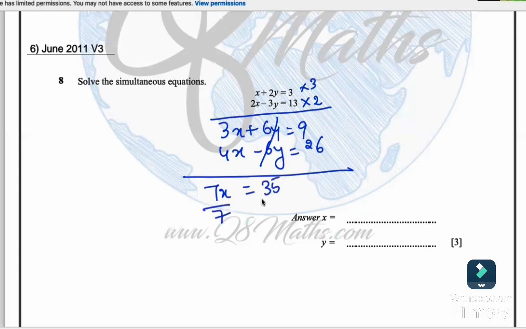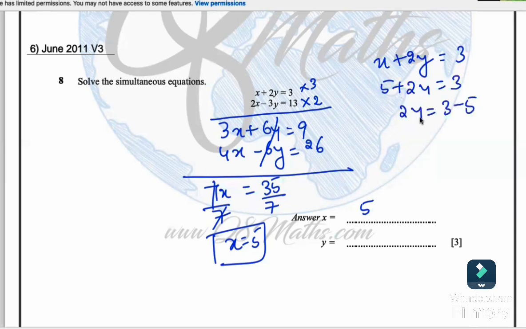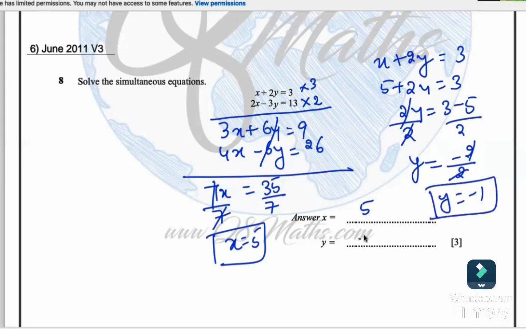Therefore, I will divide by 7 on both of the sides. Therefore, x is going to be 5. Now take any one equation: x plus 2y is equal to 3. Therefore, 5 plus 2y is equal to 3, or 2y is equal to 3 minus 5. Divide by 2 on both of the sides. As a result, y is equal to minus 2 by 2, which is equal to negative 1. So I write the answer as minus 1.